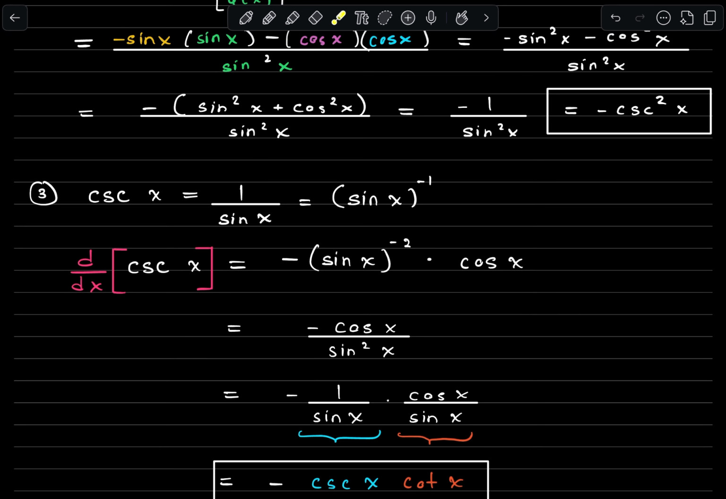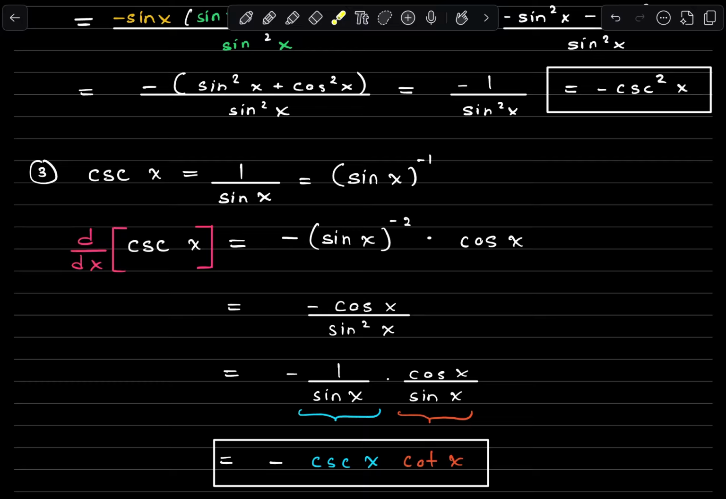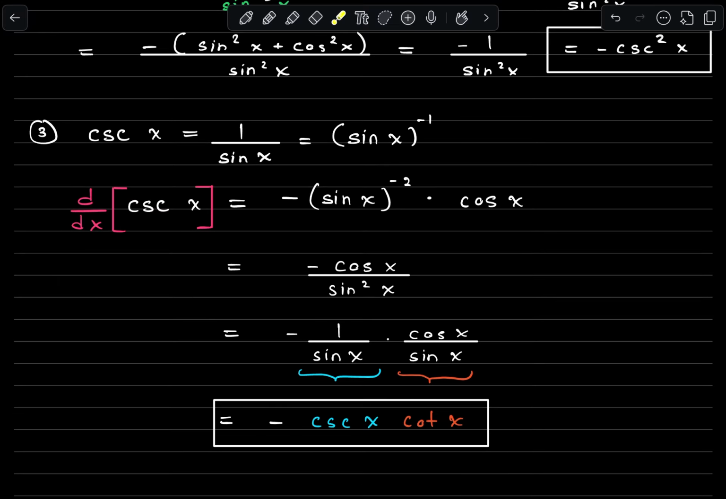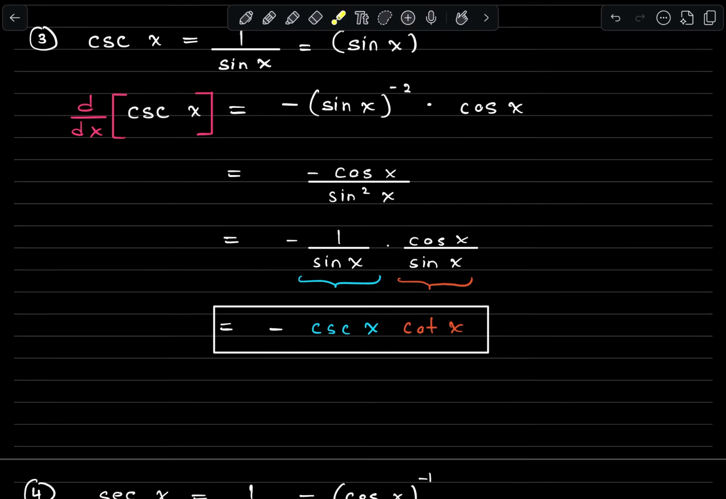Okay, so 1 over sine of x is just cosecant of x. Cosine of x over sine of x is just cotangent x. So the derivative of cosecant is negative cosecant x cotangent x. All right, so I thought that was a little bit of a quicker way to go about doing this.